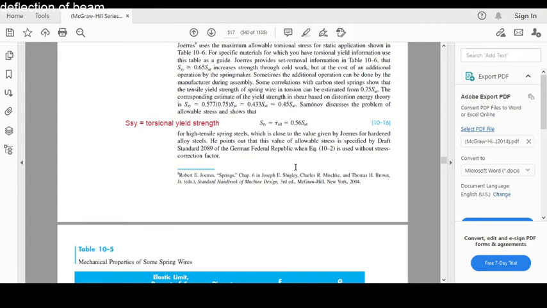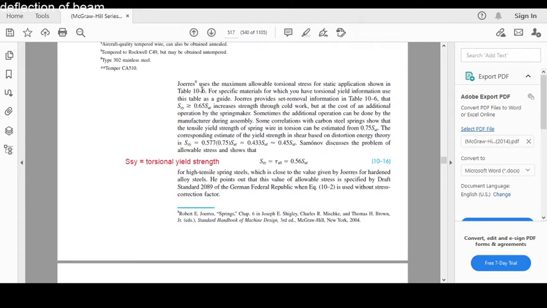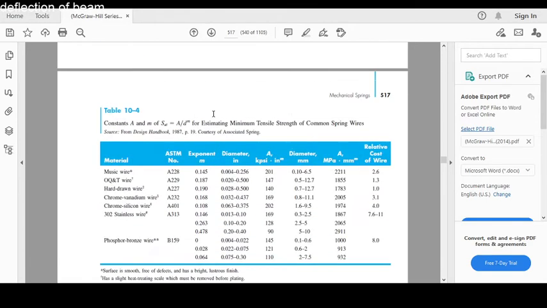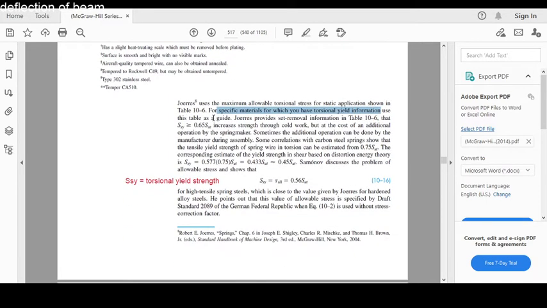Okay, for specific material for which you have torsional information, use the table as a guide. Okay, this table provides set removal information in table 10.6, that torsional yield strength more than 0.65 ultimate tensile strength. Okay, it increases strength through cold work, but at the cost of additional operation by the spring maker. Sometimes the additional operation can be done by the manufacturer during assembly.